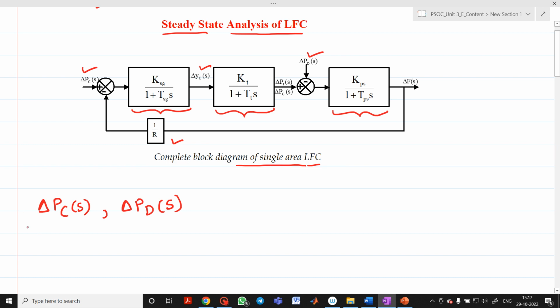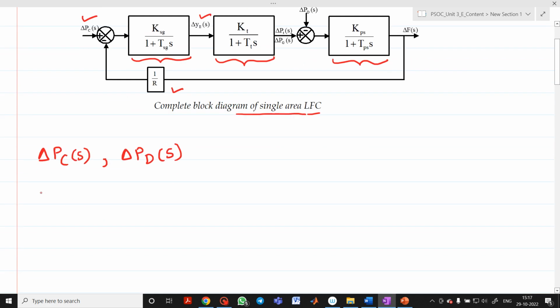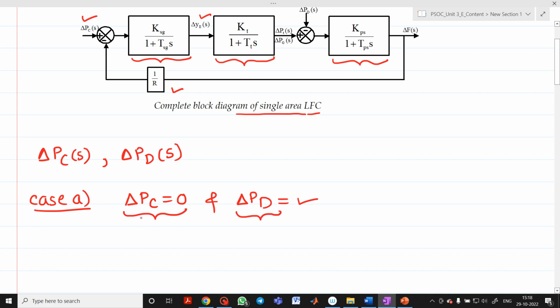So now we will take one case. Let me take case A, and in case A I will treat delta PC as equal to 0 and delta PD is available, or acting. Now let us consider that the speed changer has a fixed setting, that is, delta PC equal to 0 and only the load demand is changed. This particular condition is called free governor operation. Now if you see, this is an unstable operation.